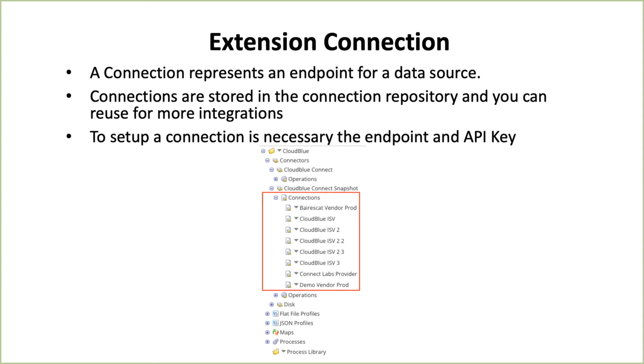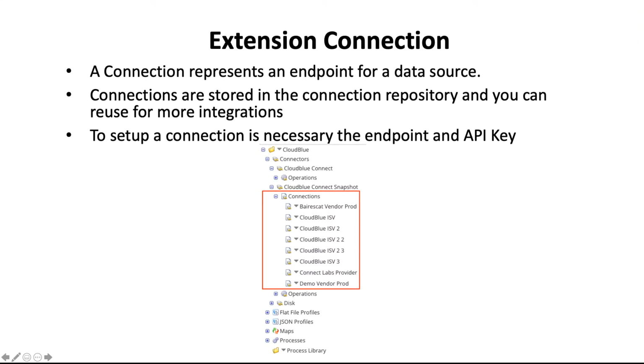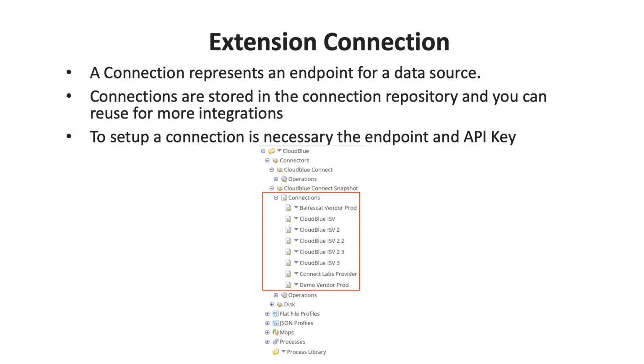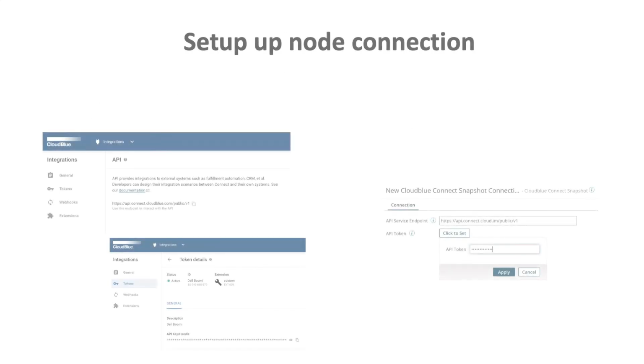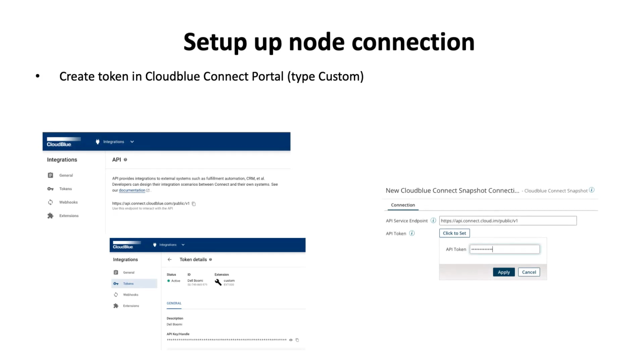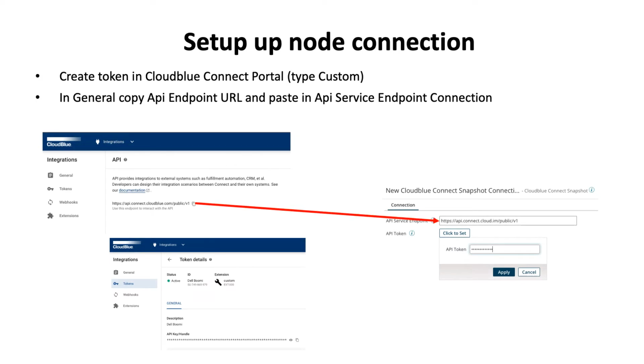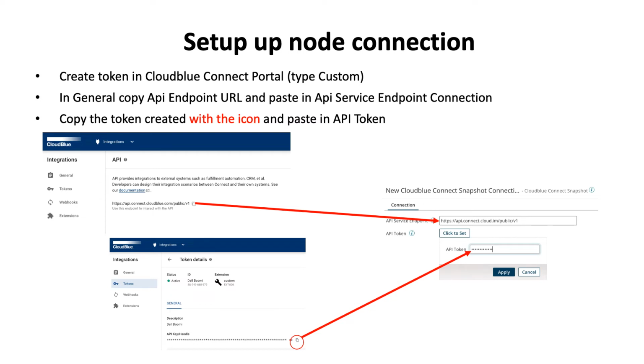As I mentioned, a connection defines in what environment of CloudBlue Connect the node will work. It is possible to define a connection and reuse it in different nodes of the CloudBlue Connect extension. You can change a connection at any time, whether testing the extension or putting it in production. To set up a node connection, go to CloudBlue Connect, Integrations, General, and copy the endpoint and paste it in the connection. Then in Tokens, create a new token of type custom, copy the value and paste it in the connection.